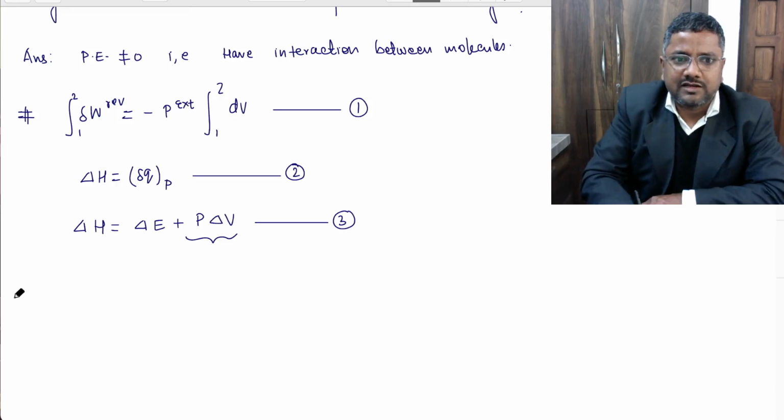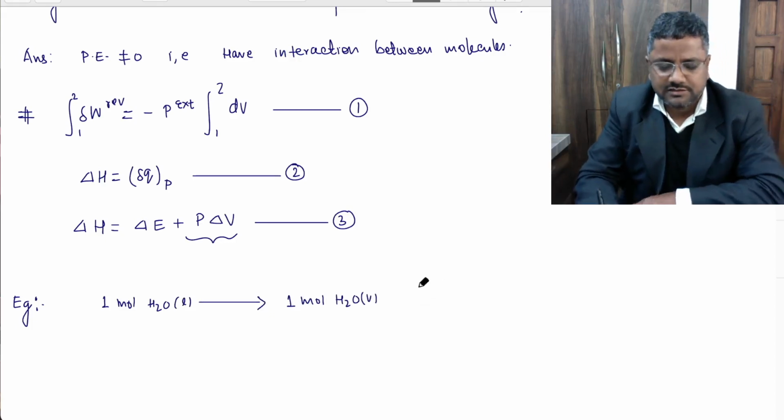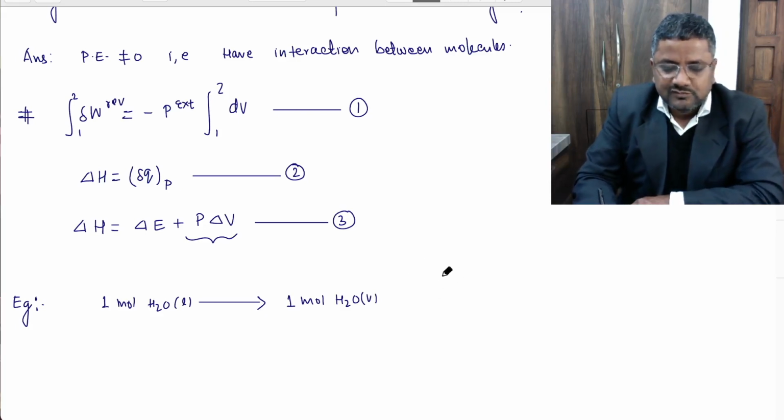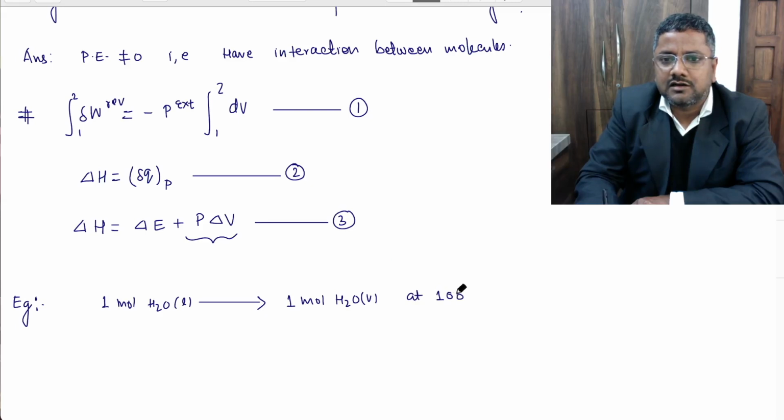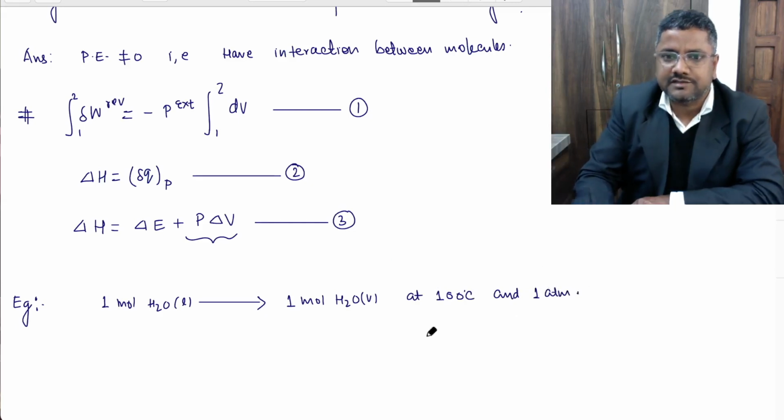Now see one example I am giving you. Suppose the process is given: 1 mole of H2O liquid to 1 mole of H2O vapor at 373 K, that is 100 degrees Celsius, and 1 atm or 1 bar, you can say, right?